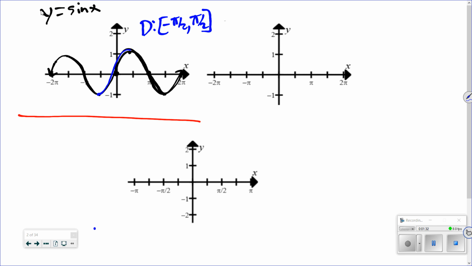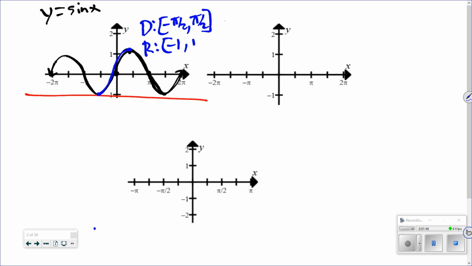Now if I look at just that part, the part I outlined in blue there, that is a one-to-one function, right? It passes the horizontal line test. That means it also has an inverse. The range, by the way, the answers I get back out, are always between -1 and 1.